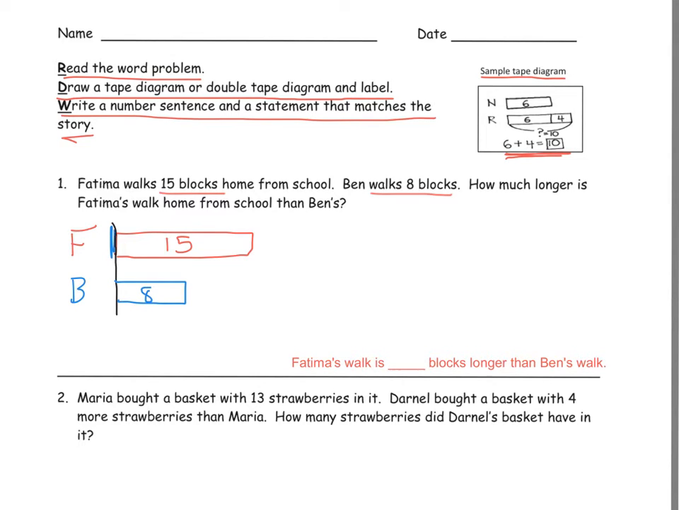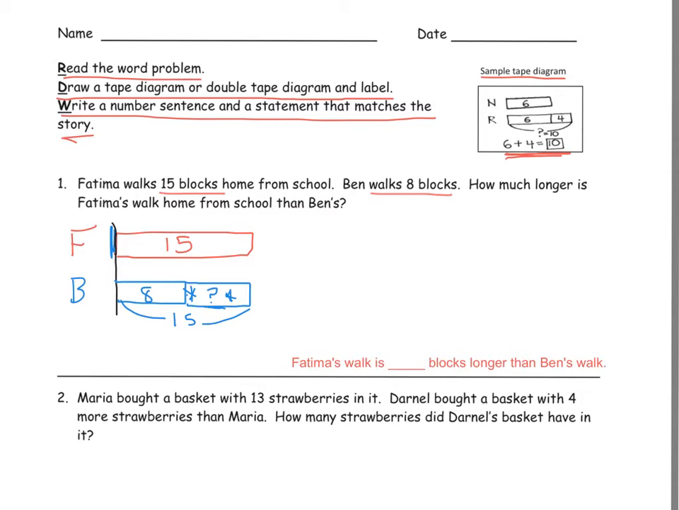But in order to find the rest, I need to know how much is in here to get me to Fatima's 15. Because this missing part, this question mark here, is going to tell me how much more Fatima walked. So there's a couple different ways I can solve this. And I'll write 2 number sentences because some of you might add on and some of you might subtract.